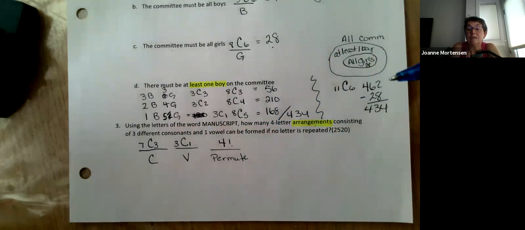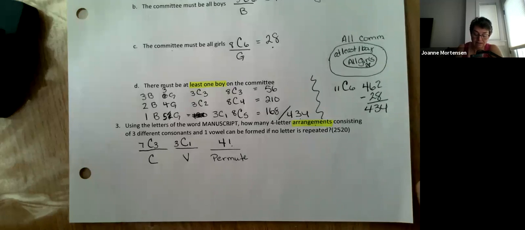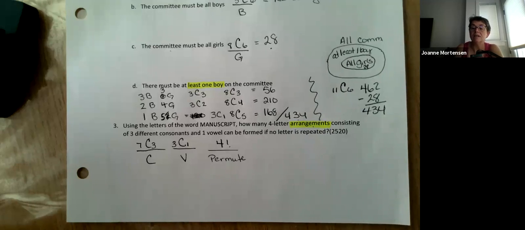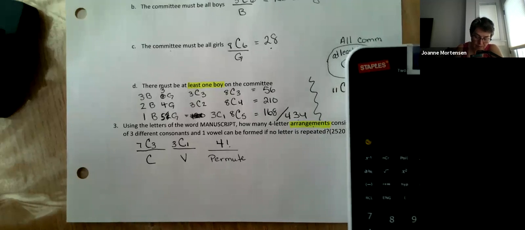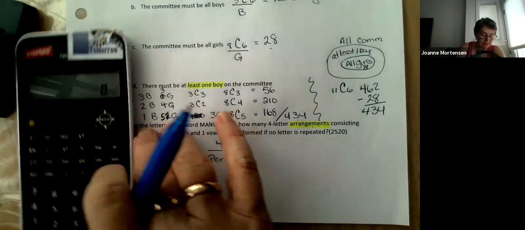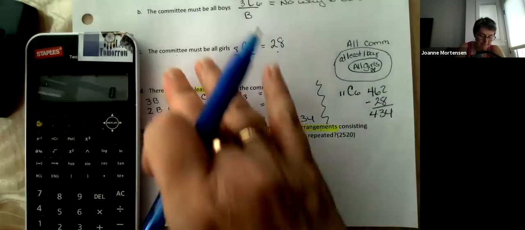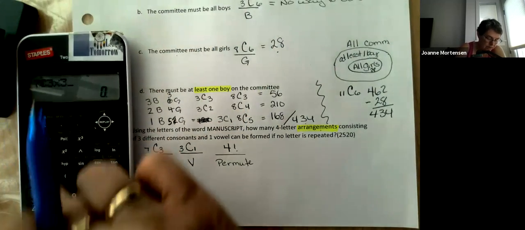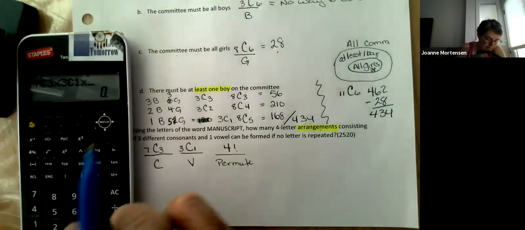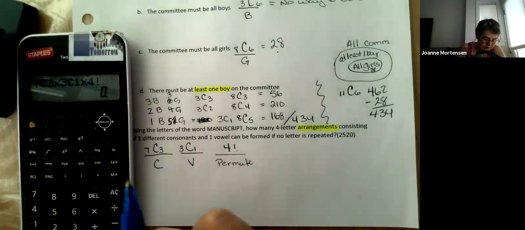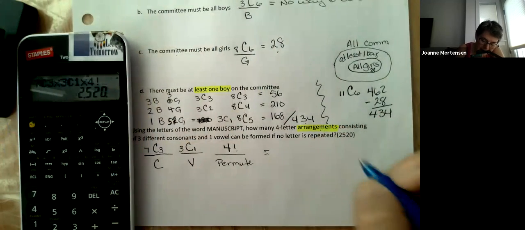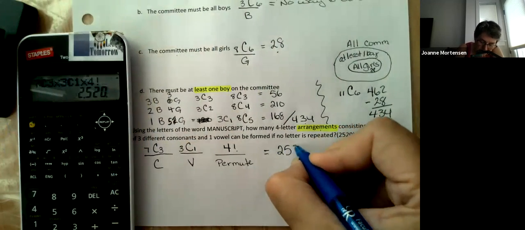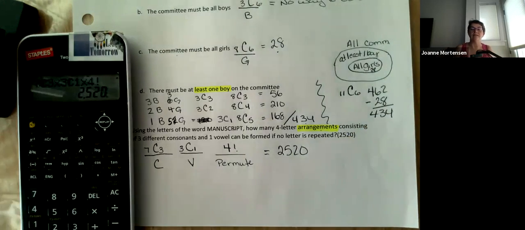I think this question would have been really ugly if we had letters that repeated, but specifically the word that was chosen did not. I'd have to think about how to do it if there were repeats. Okay, here we go. Last question. 7 choose 3 times 3 choose 1 times 4 factorial. Yay! 520. Got the answer.